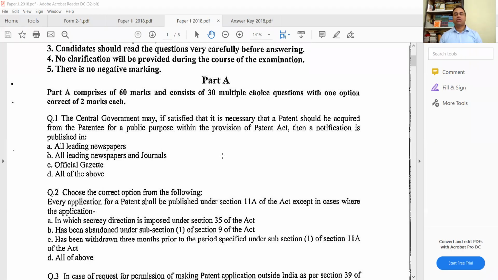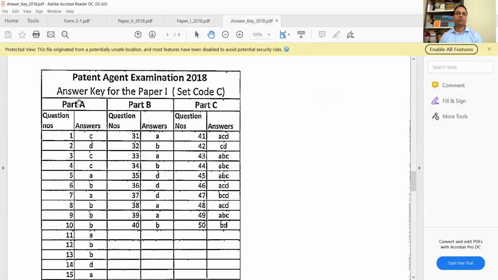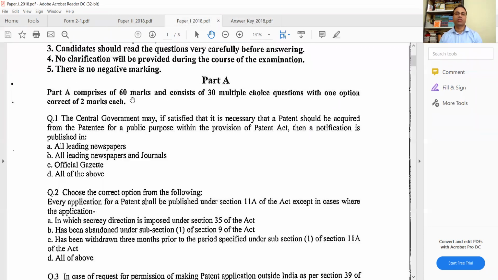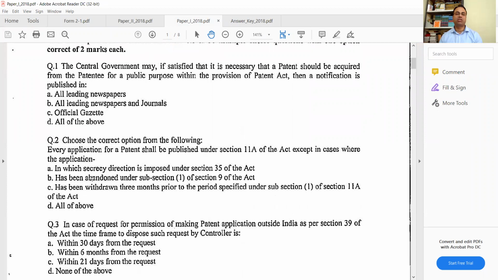Okay, so we are discussing now how to prepare the question paper. There could be many ways, but one way of doing it is like this. You can get this question paper and also the answer sheet on the Indian Patent Office website. You read this question, and then you just mark the answer. For question paper set C, question number 1, the answer is C. Mark C. Mark the answer first.